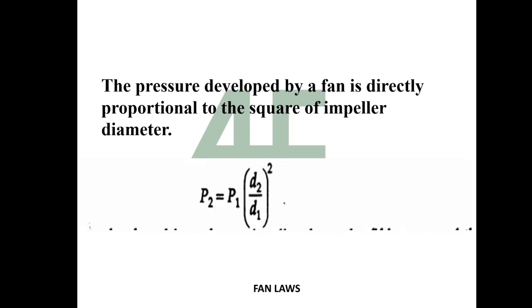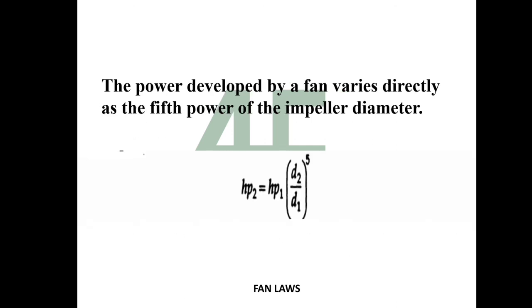Second one is the pressure developed by a fan is directly proportional to the square of the impeller diameter. P2 = P1 × (D2/D1)², where P2 and P1 are the pressures developed by a fan and D2 and D1 are the impeller diameters.